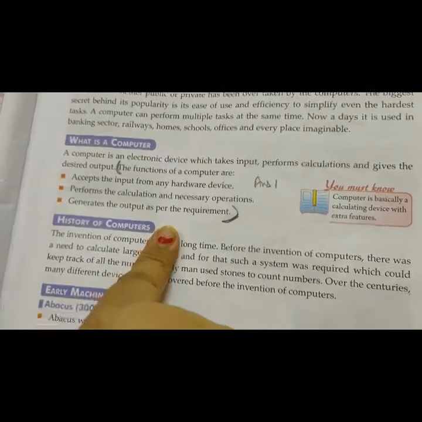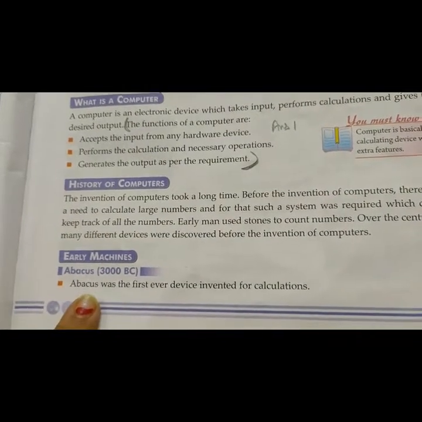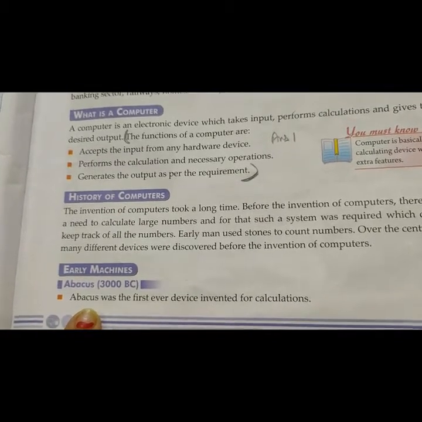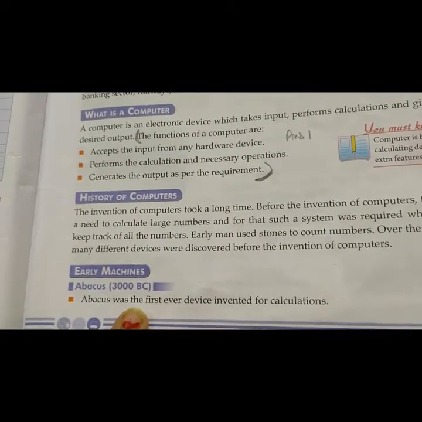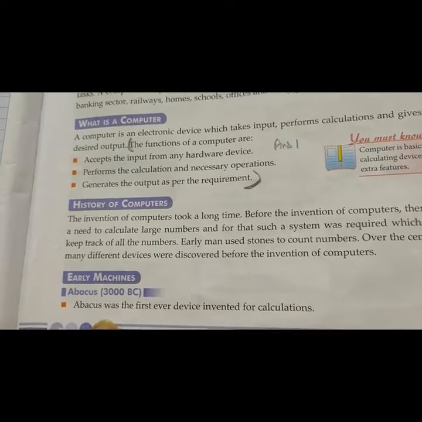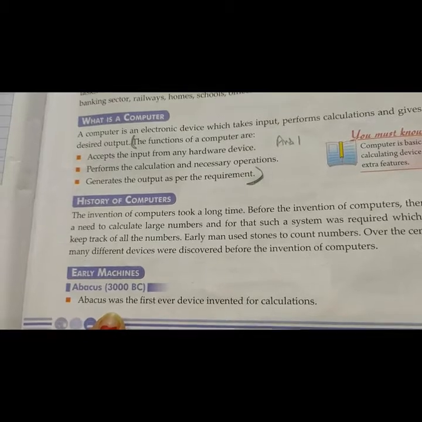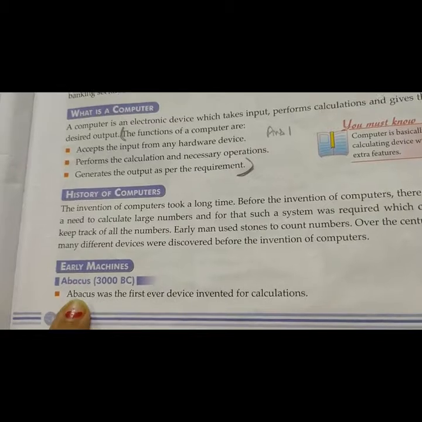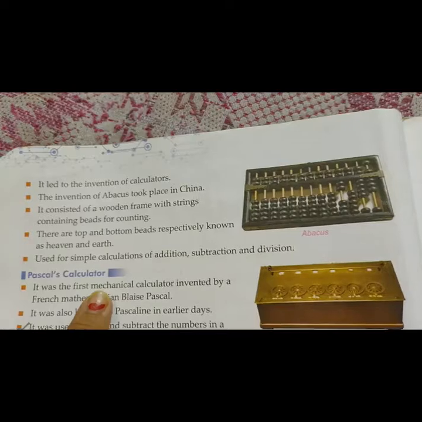Now come to some history of the computer. Before the calculator and computer, what was the first device invented for calculation? That was the Abacus. Some students had heard about this Abacus, some had seen this device, and some had not. So we will read about this a little bit. The Abacus was the first ever device invented for calculation.